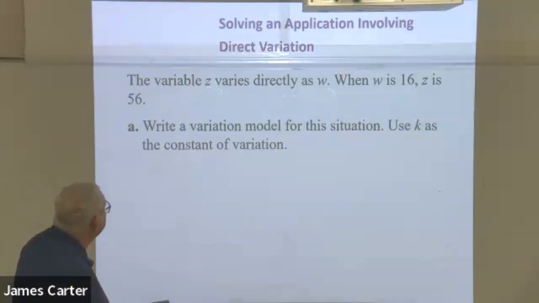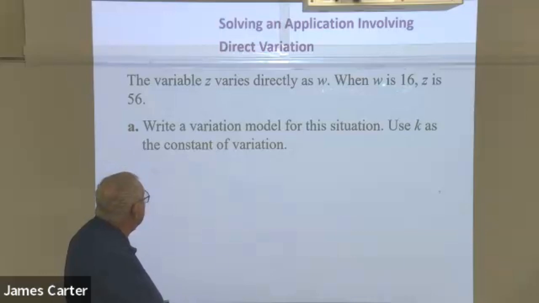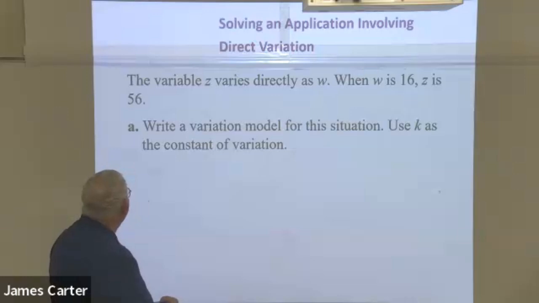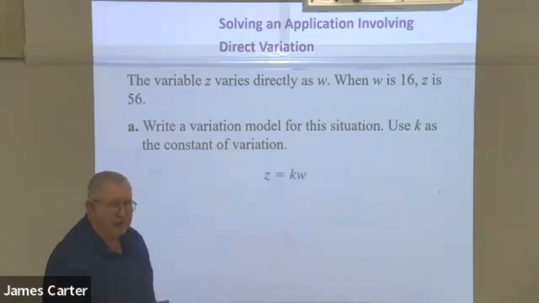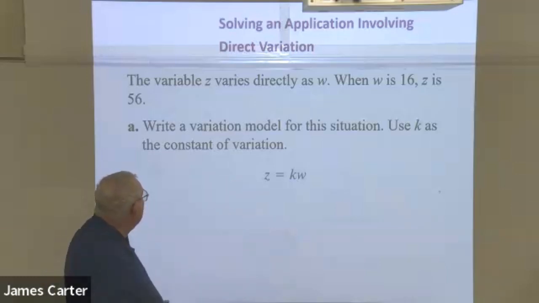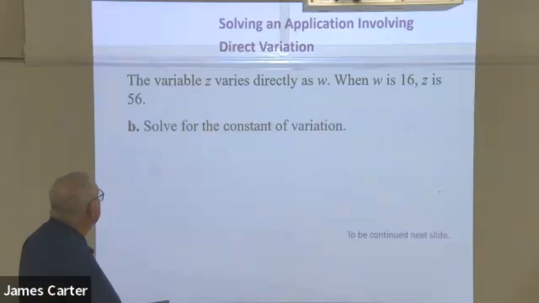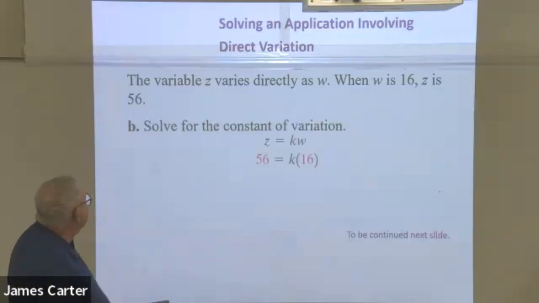Now, let's look at this. The variable Z varies directly as W. When W is 16, Z is 56. Okay, so first we're going to write the equation of variation, which is that. Okay, that much we've been doing. Now we're going to replace the Z and the W with the 56 and the 16. So we know this, we know that, we don't know K, we can find K.